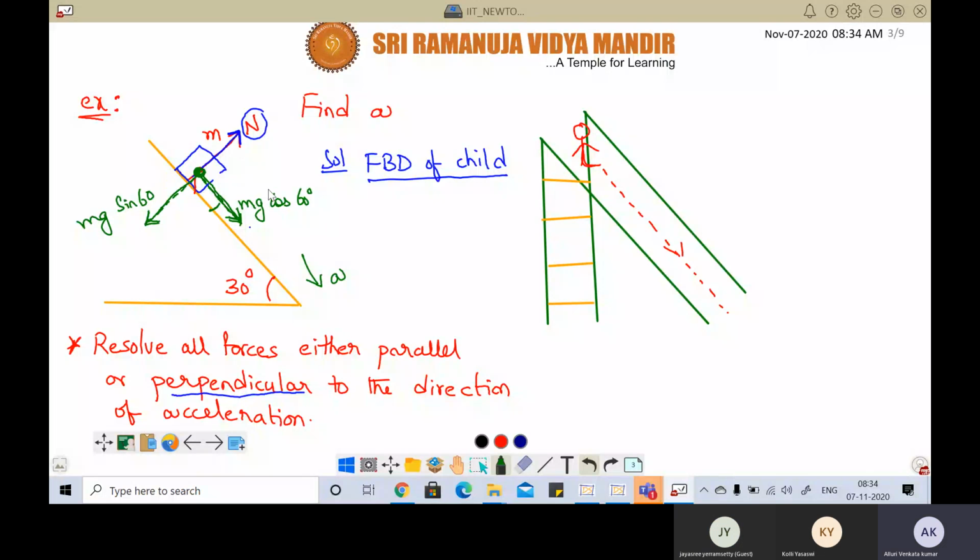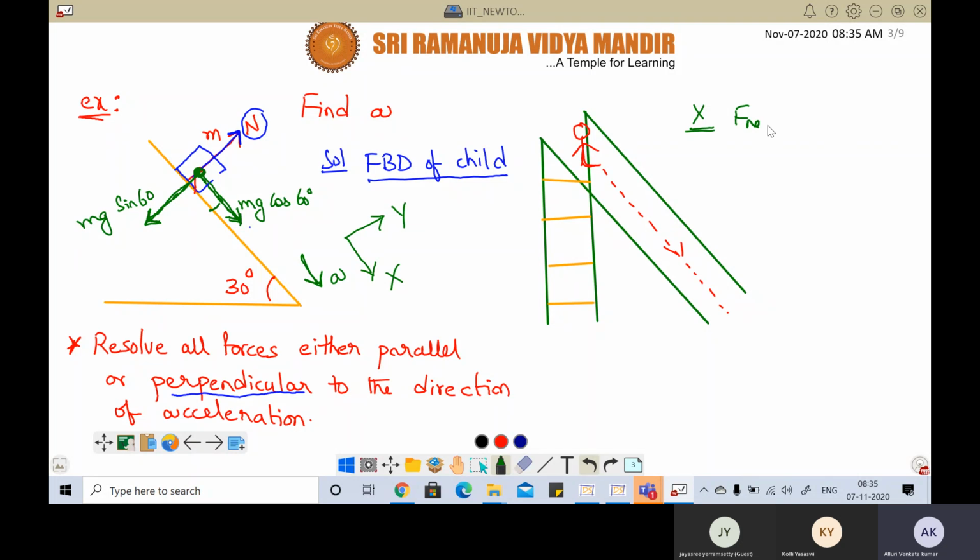Now mg cos 60 is parallel to acceleration, correct or not? Yes, sir. And mg sin 60 is perpendicular. So that means now everything is either parallel or perpendicular. So now you can write the equation. Consider the direction of acceleration as the x-axis and the perpendicular direction as the y-axis.